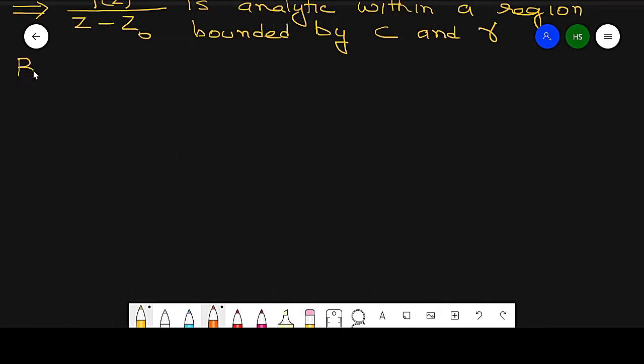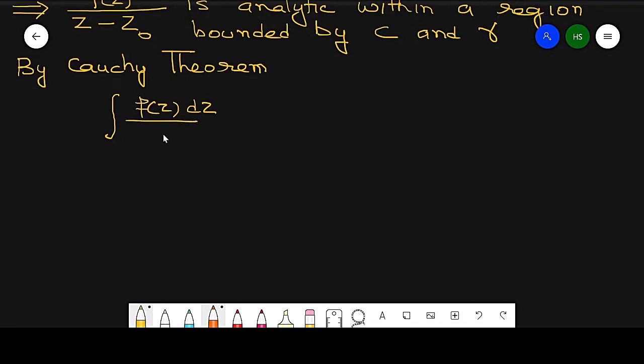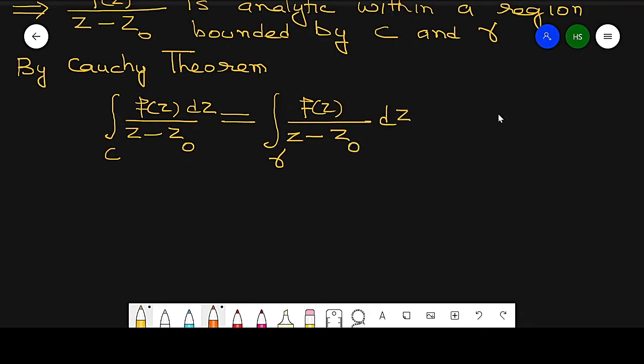So by Cauchy theorem, the integration around C of f(z) over (z minus z0) dz, and the integration around gamma, which is the circle, of f(z) over (z minus z0) dz, are equal, and this is denoted as equation number 1. So these are equal. Now this is by Cauchy theorem, as we did in the previous lectures.